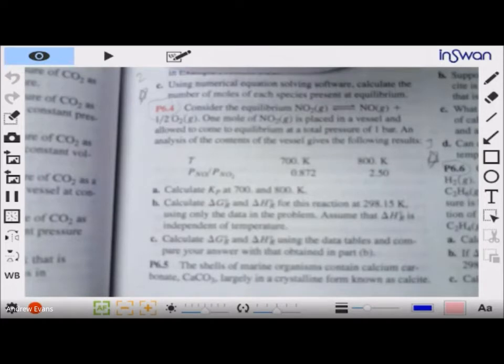So first thing is to calculate the Kp at 700 and 800 Kelvin, and then calculate the Gibbs standard for this reaction and the enthalpy standard of this reaction at 298 using only the data from this problem, assuming that the enthalpy standard for this reaction is independent of temperature. And then finally, calculate your Gibbs standard and enthalpy standard for this reaction using the data tables, and compare your answers to part B.